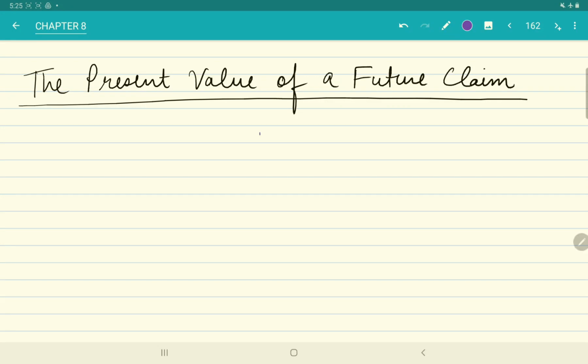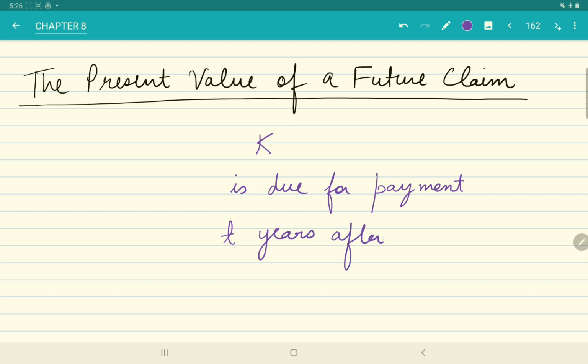Suppose there is an amount K and this amount is due for payment T years after the present date. That means after the present date, after T years, we have to pay this amount, which is K.